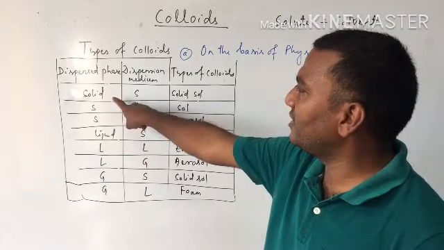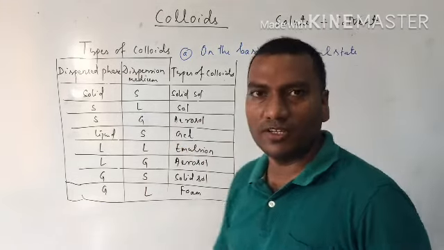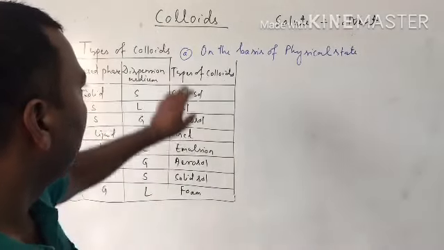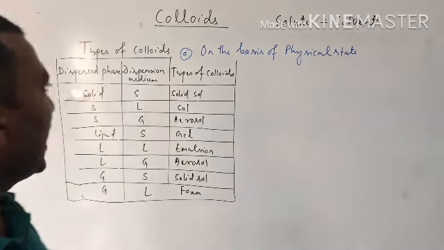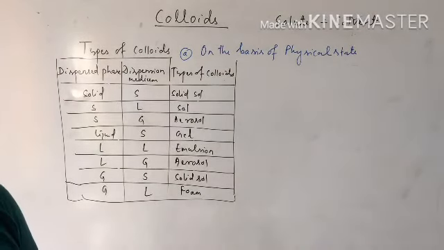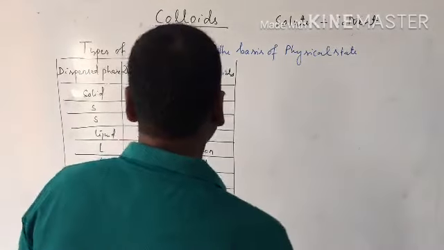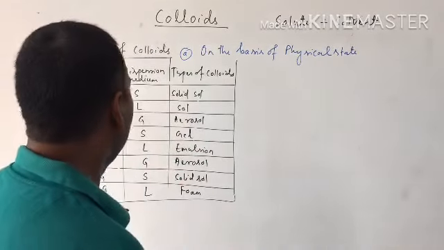Where the dispersed phase is solid and the dispersion medium is also solid, the name or type of the colloid is called a solid sol. The examples are some gemstones, colored glass like this. So the example also you can remember, and the type also you can remember.